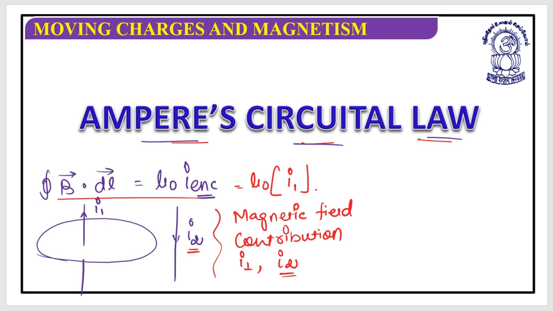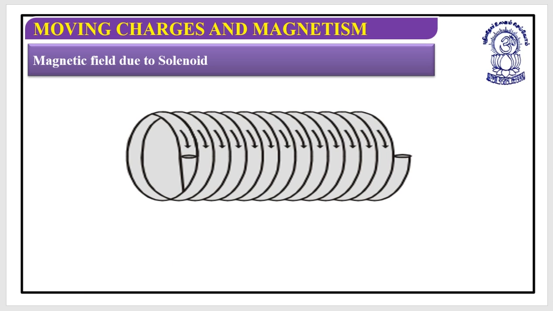Yes, so this was Ampere's circuital law, and we were discussing the applications of Ampere's circuital law. We have already discussed the applications for the infinite straight conducting wire, and for cylindrical conductors, solid as well as hollow. I hope this is clear. Now let's work on the next application, and this is the magnetic field due to a solenoid.